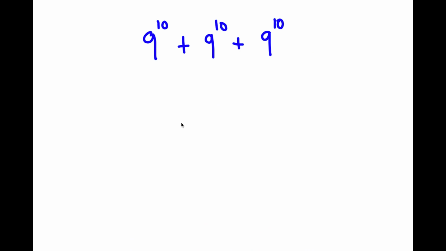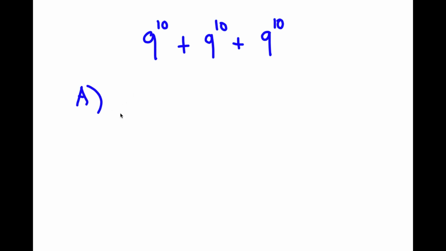Alright, so in this problem, I have 9 to the power of 10 plus 9 to the power of 10 plus 9 to the power of 10. And I want to find the most simplified form of this problem. So I actually have 4 answer choices for this problem.